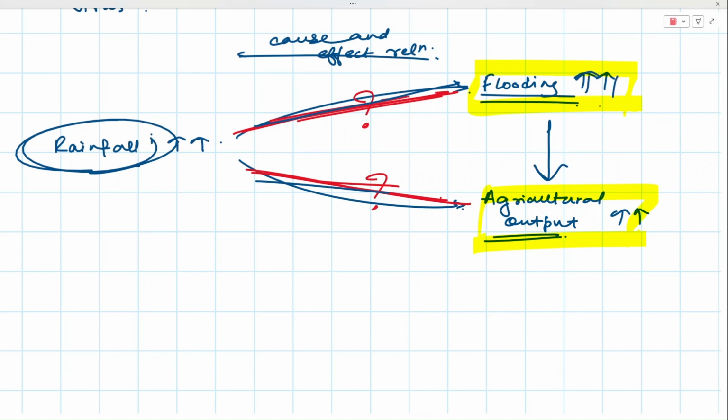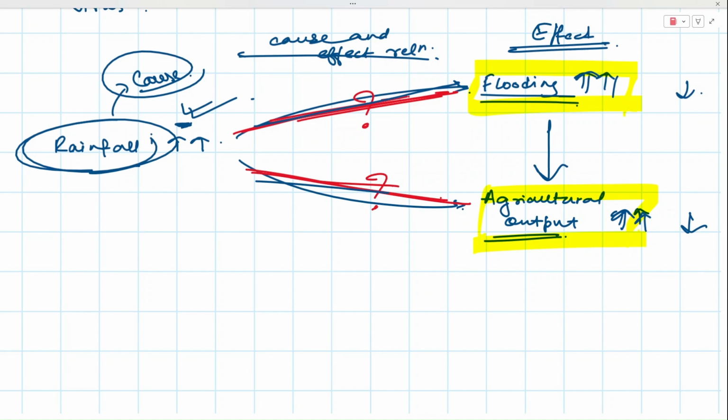Because when flooding increases, agricultural output increases. When flooding reduces, agricultural output also reduces. But the main reason why this happens is because of this rainfall variable. So this variable is actually the cause. This variable is the cause. These variables are the effects. But there is nothing that is telling me that this is the cause and these are the effects.